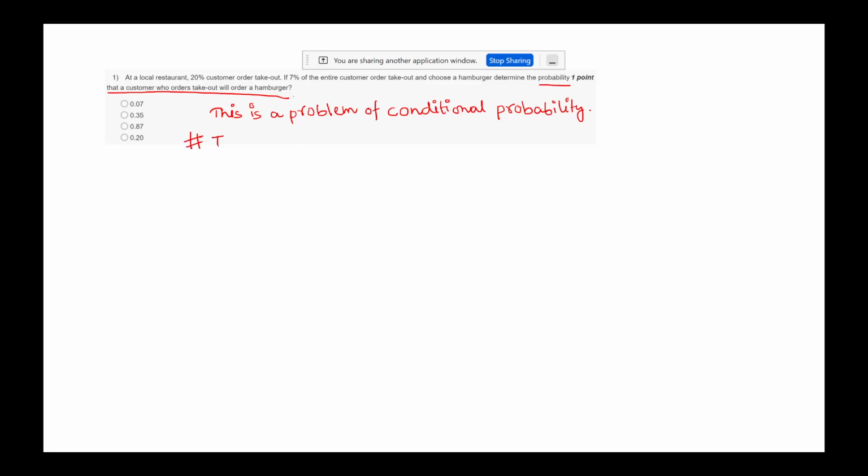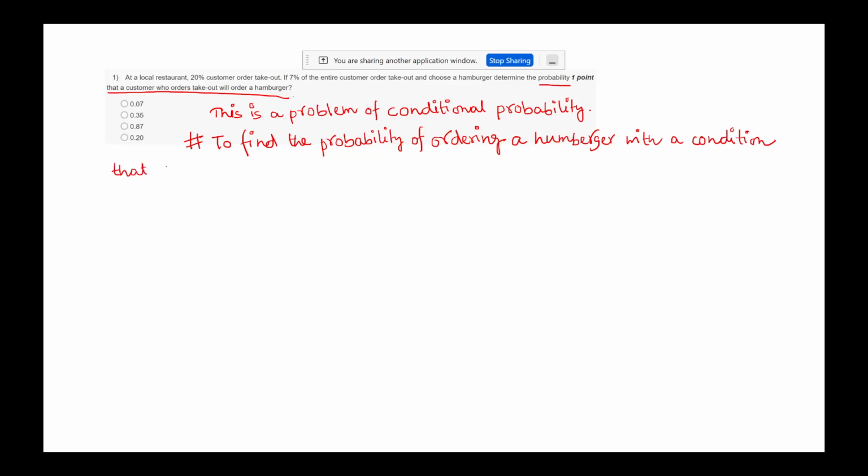This problem boils down to finding the probability of ordering a hamburger with a condition that this is a takeout. Okay, so try to solve it.